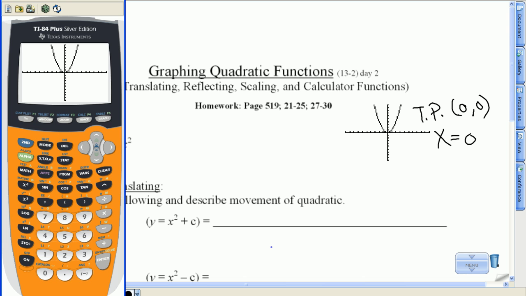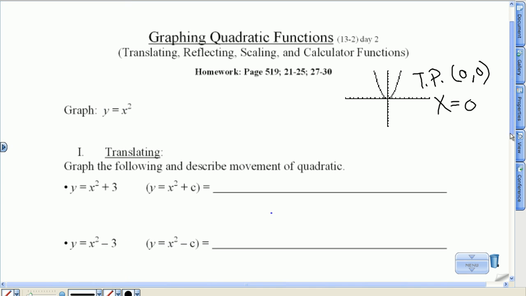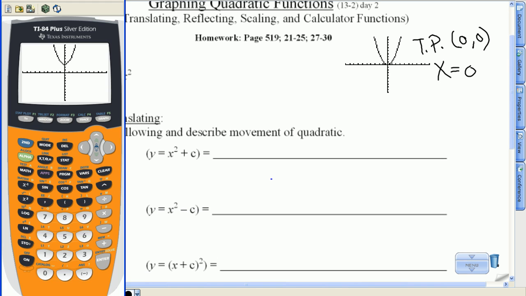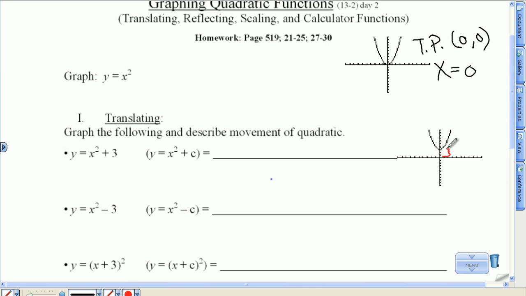Now, if I go in here and add 3 to the end of this, plus 3, graph that, you will notice that there has been a shift. Let me just move this down here. So the question is, what happened to the shift? And if you look at it very carefully, you will notice in here that we have moved up 3 units. So the effect of plus C on here is going to be to move up C units. So if I add a number to the end of the quadratic, it's going to move me up that many units.